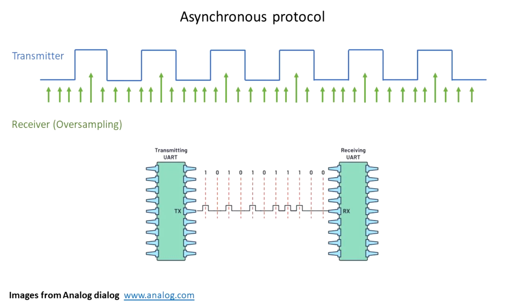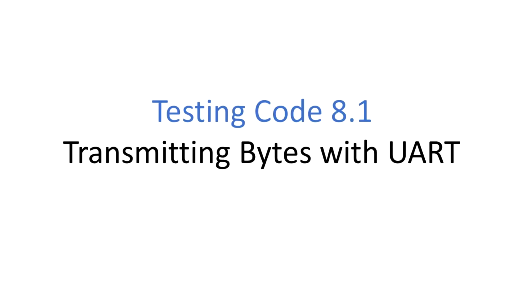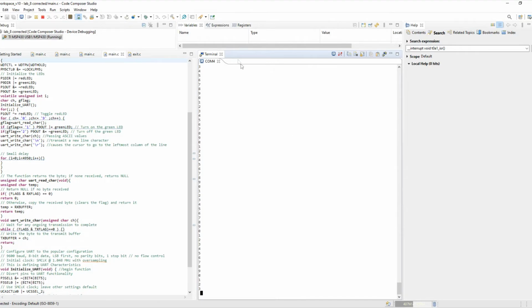Now we are going to test the first experiment, sending bytes to UART. As we can see in the terminal, the microcontroller is sending through UART the digits from 0 to 9 in an infinite loop.